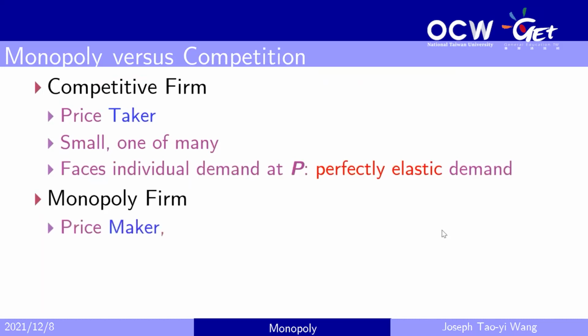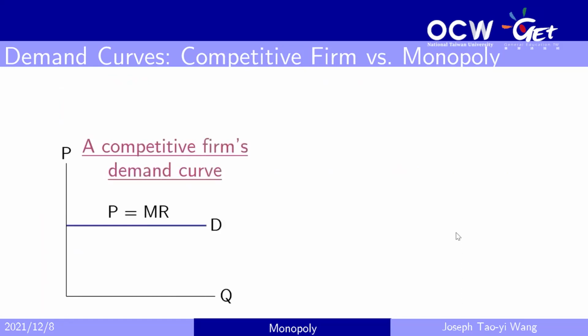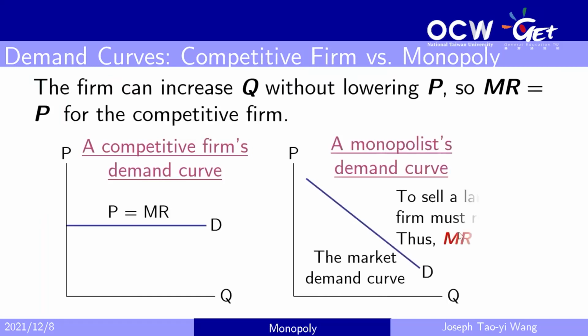In contrast, a monopoly is a price maker. It does have market power, and it faces the entire market demand instead of individual demand. So you have a downward sloping demand curve, because for the whole market you have a downward sloping demand curve. Suppose you are a competitive firm, how can you sell more quantity? You just take the price as given, so you can sell as much as you want at the market price. In contrast, if you're a monopolist facing the downward sloping market demand, to sell more quantity, you need to lower price.